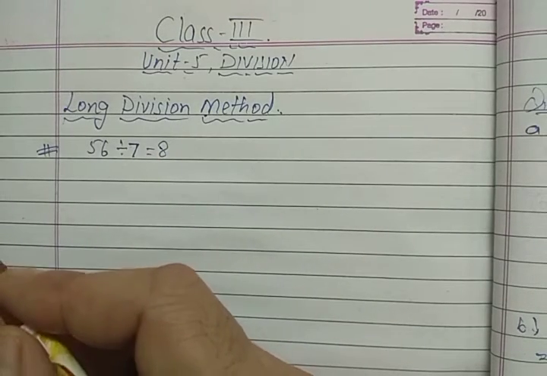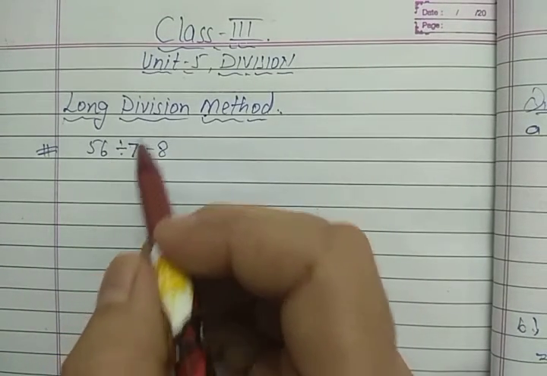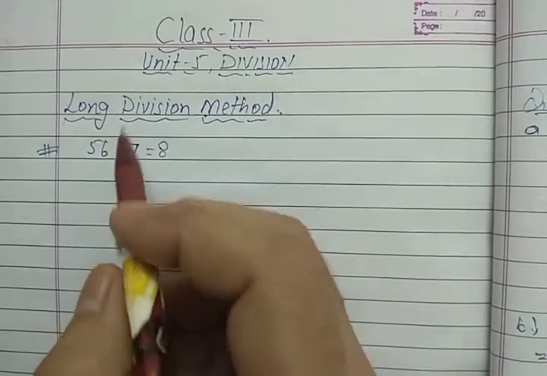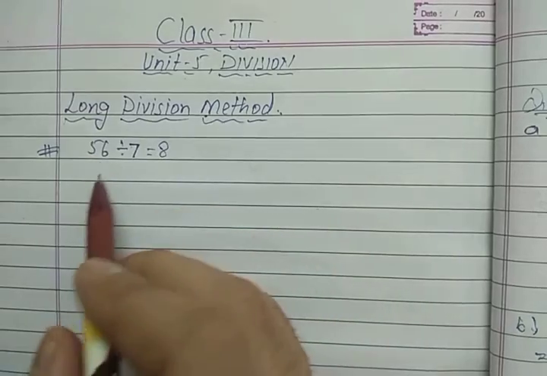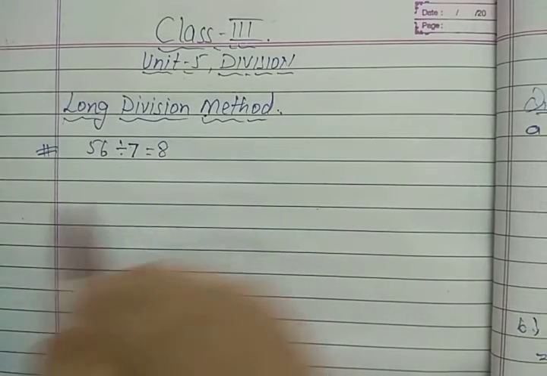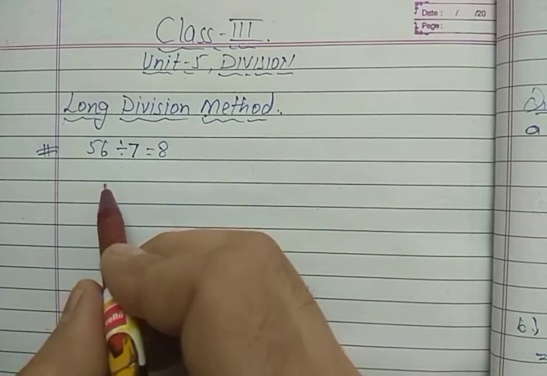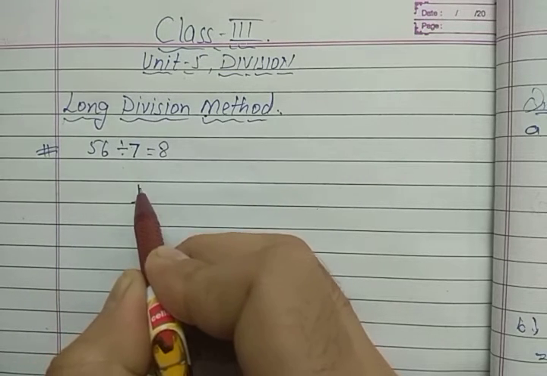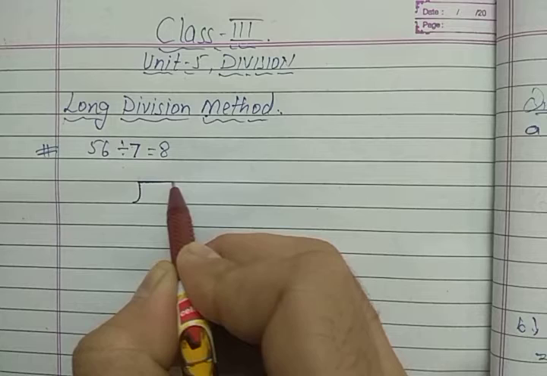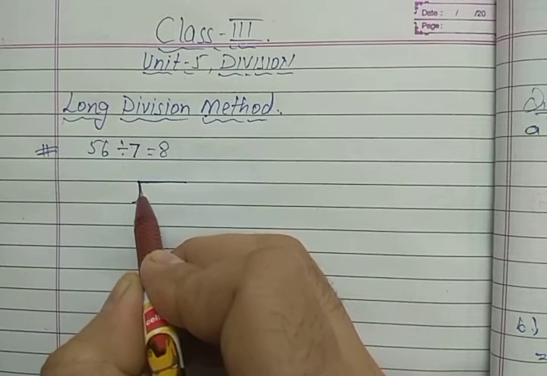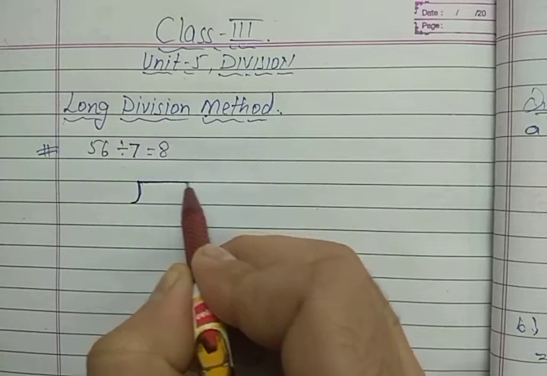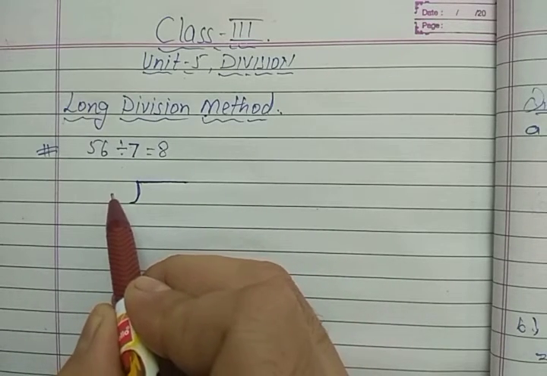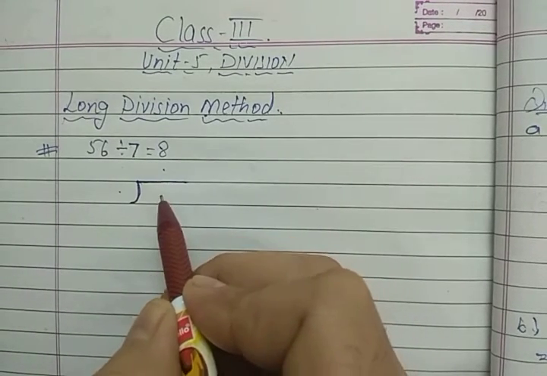But let us do the same division by another method known as the long division method. So we have to arrange this 56 divided by 7 like this. In long division method, what we have to do? See here, we have to draw like this. कैसे draw करना है? ऐसे and like this. Now here we have 3 places. 1, 2, 3.